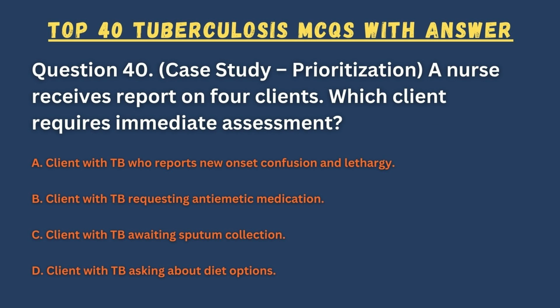Question 40. A nurse receives report on 4 clients. Which client requires immediate assessment? A. Client with TB who reports new onset confusion and lethargy. B. Client with TB requesting antiemetic medication. C. Client with TB awaiting sputum collection. D. Client with TB asking about diet options.